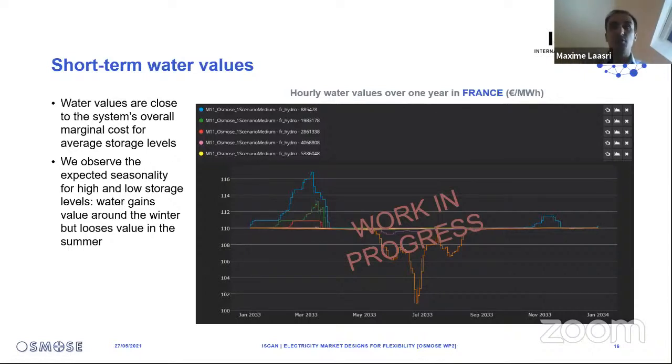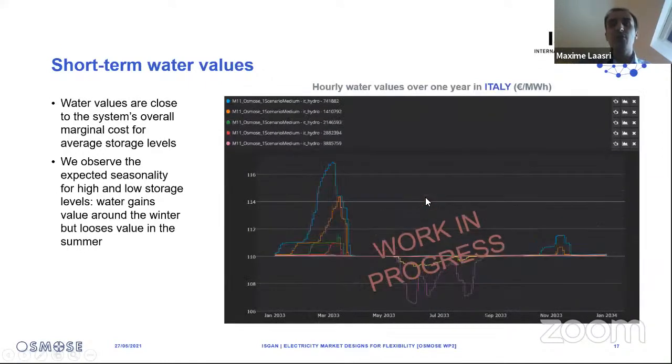And I'm not going to go into the detail about how we computed that, except if there are some questions about it. But the result still is satisfying. As you can see, we have the seasonality that we would expect.